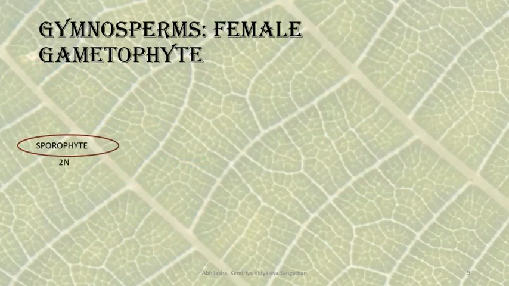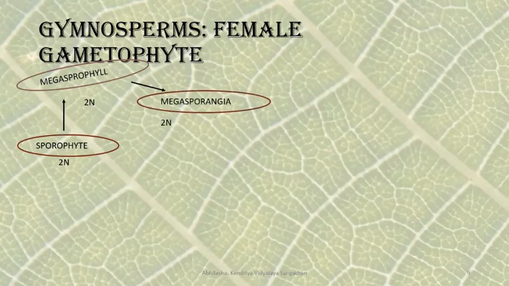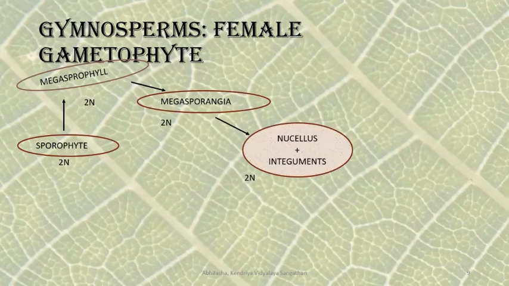Now this is the sporophyte, 2N. This will bear megasporophylls, which are special leaves, again diploid. These megasporophylls will have megasporangia, diploid. Now megasporangia is covered by layers of wall. These layers of walls are of two types. Integuments on the outer side, which have a protective function, and the nucellus on the inner side, which provides nutrition. Besides these, inside the nucellus are the megaspore mother cells.